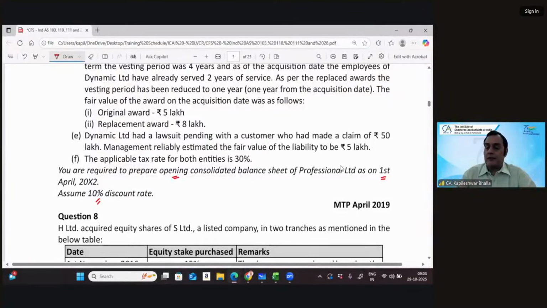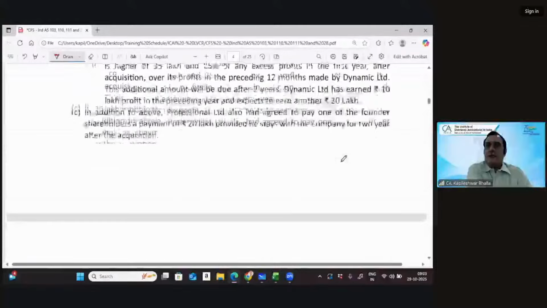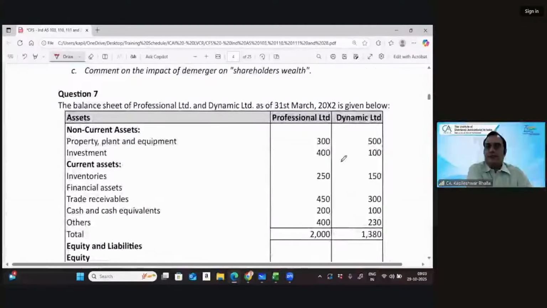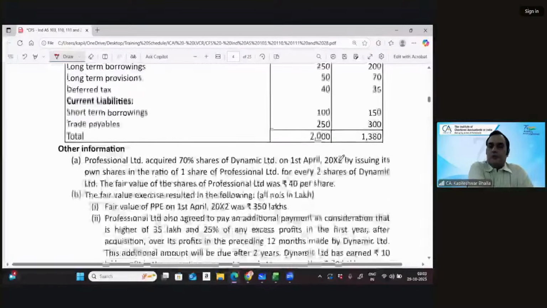Now, why do we need a discounting rate? We'll see that, of course. Let's now read the inputs in the question. We're given the balance sheet of Professional and Dynamic on 31st March X2. We've already seen the question is asking us to make an opening balance sheet on 1st April X2. So let's now go to the additional information.